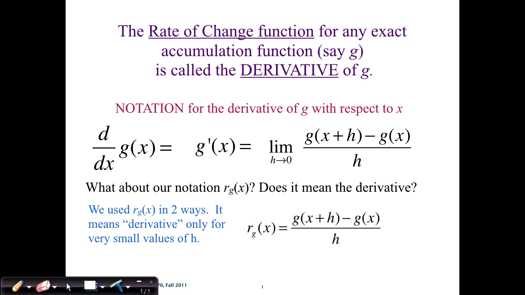That same fraction that we saw up above, we used it to mean approximate rate of change with any old value of h. But if we assume that h is essentially 0, or choose exceptionally small values of h, then we can say that this r sub g of x is an exact rate of change function. So derivatives are exact, not approximate, rate of change functions. We only want to use the phrase derivative if we're talking about this expression with h essentially 0.